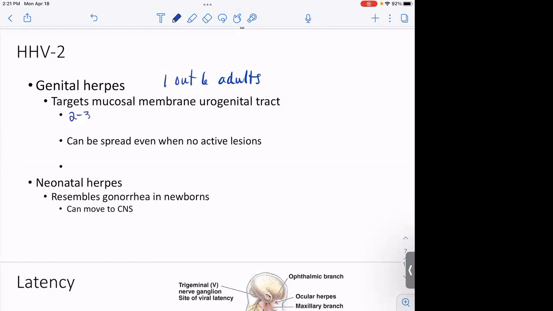Typically, infected patients might have 2 to 3 outbreaks a year. Sometimes more frequently than that, sometimes every 2 to 3 weeks. So there's a lot of variability there. A sexual partner can pass it to another sexual partner, even if they're not having active lesions at the time. Much more likely to pass it on if they are having active lesions, but they can even without that. And it causes itching, some discharge, and sometimes fever.